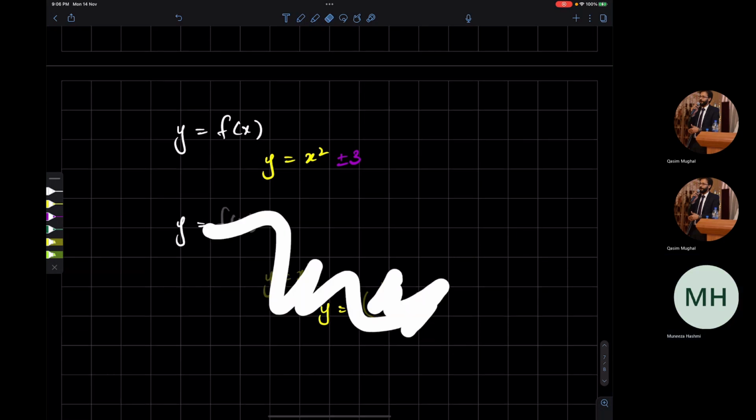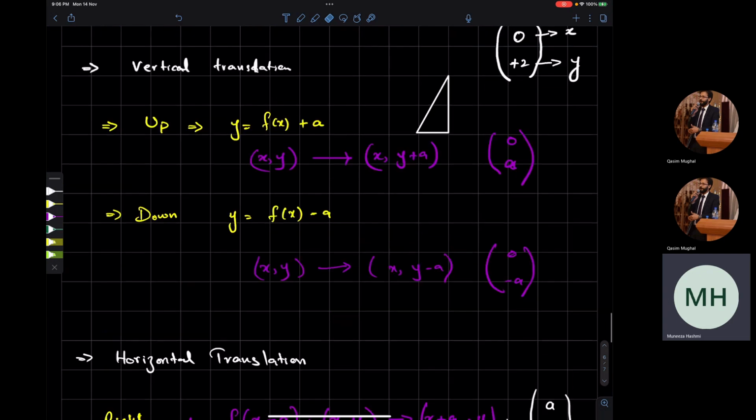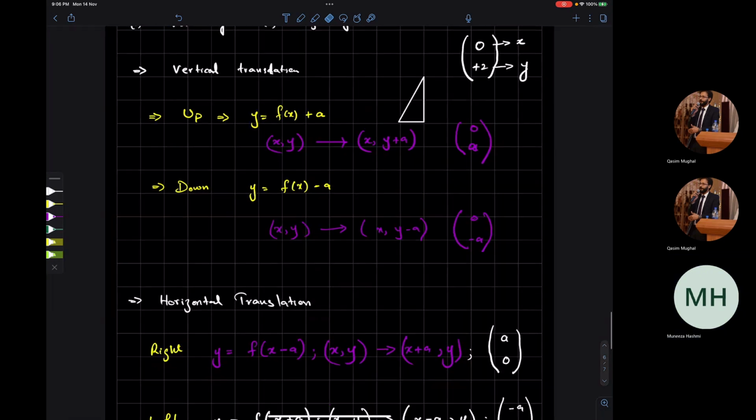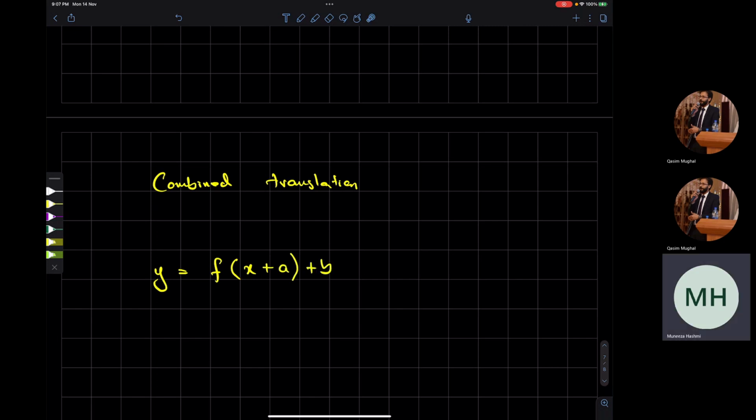All right, now I'm going to do the combined translation. That was just horizontal separately and vertical separately. Now, what will happen if you combine them together? This is how the combined translation is going to look: y equals f of x plus a and then plus b. You see b is being added in its y and a is being added in its x.